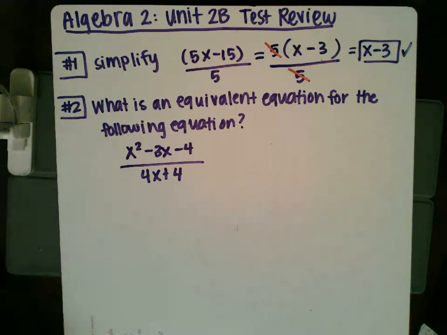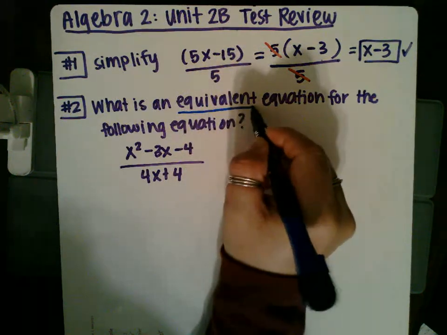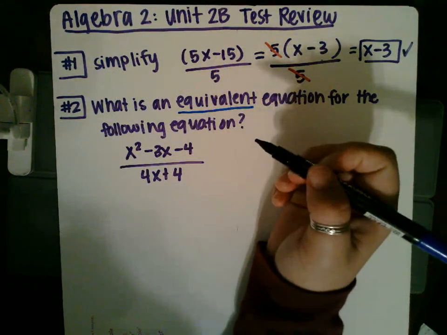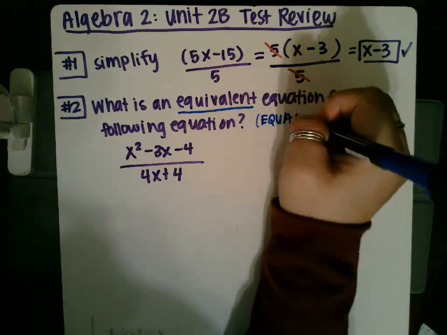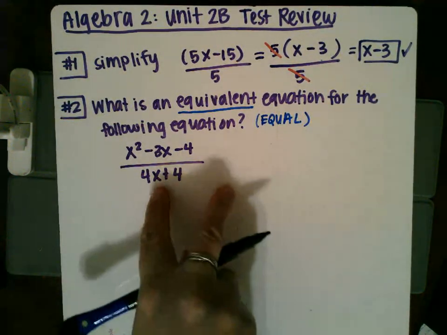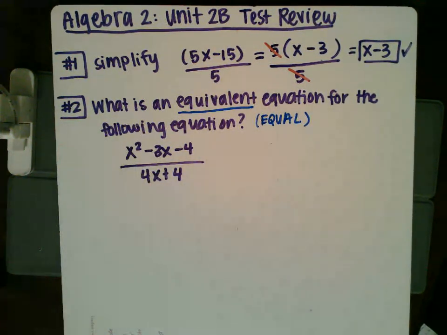Now, something I want to draw your attention to that is a subtlety that one might miss is the word equivalent. And equivalent means equal. What is equal to this equation? So what's a different way to write this equation? Whenever I'm asking if something's equivalent, it means it's exactly the same thing. It is equal to it.